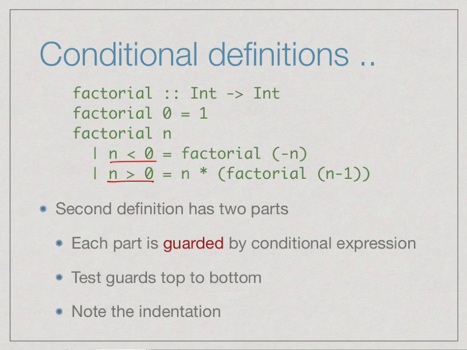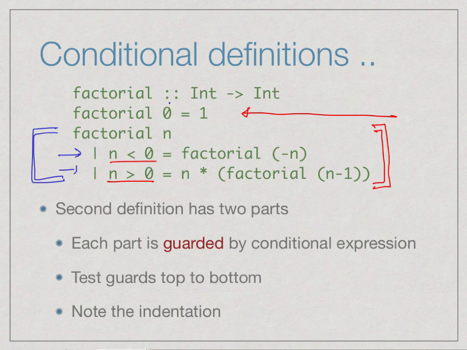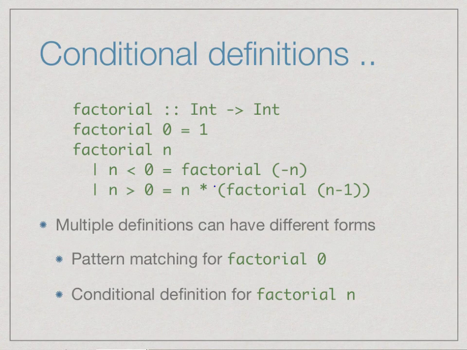The other thing to note is that we have indented this. So technically this whole thing, these three lines together, constitutes one definition. One definition with guards. Okay? So there are overall two definitions in this function: there is this line which is the base case with the pattern, and this long definition with conditional guards, which specifies what happens if the pattern is not matched. So therefore, we could have multiple definitions with different forms, right? So as we said, the first one is a pattern match, okay, and this is conditional.